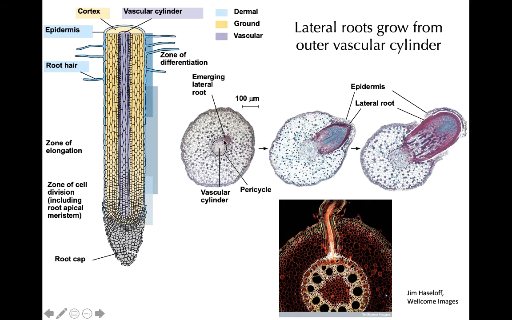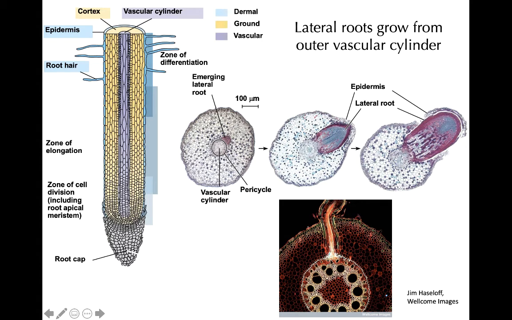And so what it actually does is it grows out of the vascular cylinder and pushes through. And then you have the lateral root, and it's connected with xylem and phloem there. And this is a cool picture here. You can see the vascular cylinder here. It's a root. And you can see the attachment of this lateral root to that vascular cylinder.